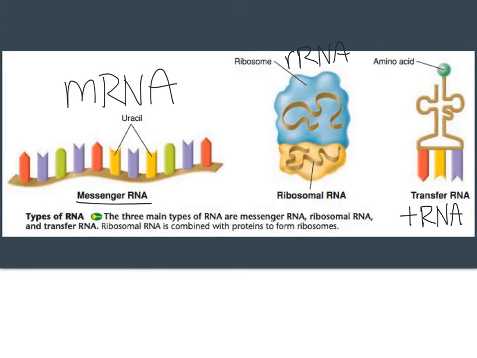And basically, this is going to match up, we'll show you later, with our mRNA, and it transfers this amino acid. So it transfers amino acids so that we can make a protein. If you remember, amino acids are the building blocks of proteins, so we have to put them all together to actually make our protein. So transfer RNA is going to be the RNA that does that.